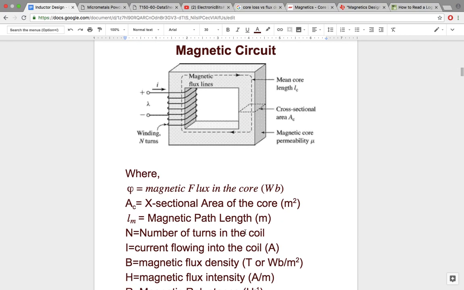So let us consider this basic magnetic circuit, which we will be using for analyzing our inductor design steps. Let us consider this core where the cross-sectional area is uniform throughout the core. It has a winding of N turns, and this is the path where the flux is built, and this is the length of the magnetic path. This dotted line is nothing but the magnetic path length, that is, the core path length, and the cross-sectional area of the core is Ac.